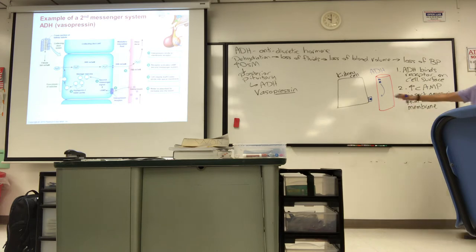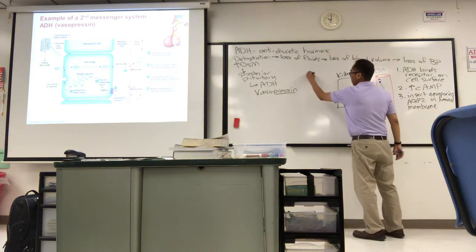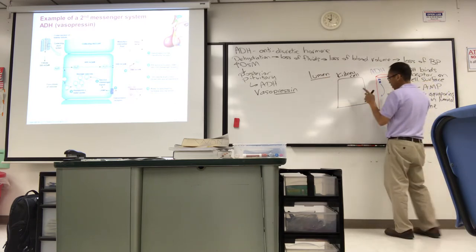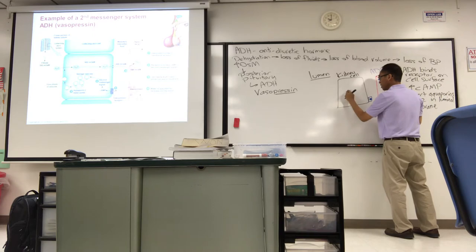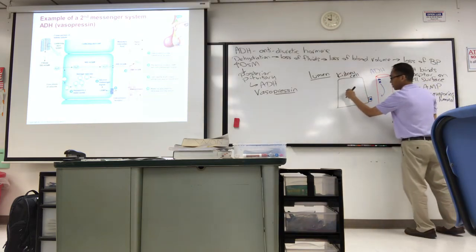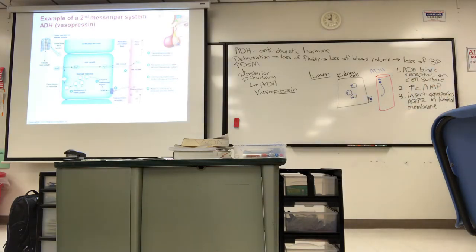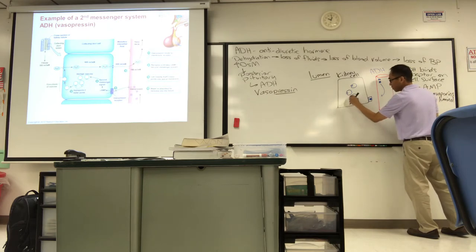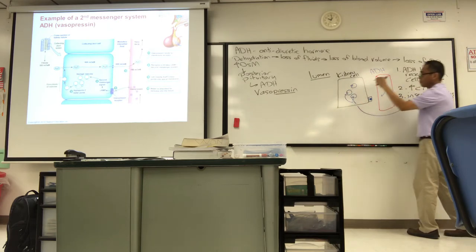Because it's on this side here, this is the luminal side. So I'll label this lumen. And how they illustrate it is, they have these little water pores in this vesicle here. But they're just hanging out in the center of the cell. So the AQP2, I'm gonna draw an arrow, it's that little double line thing there, okay?